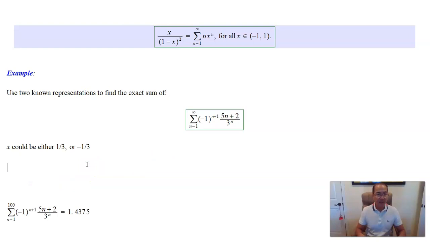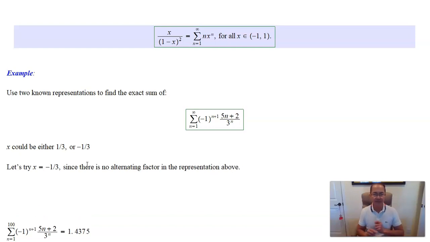So let's try x equals minus 1/3. Since there is no alternating factor in the representation above. Okay, so yeah, we obviously have to use this representation. And you see that there's a 5n over there. That is how this representation will become relevant.